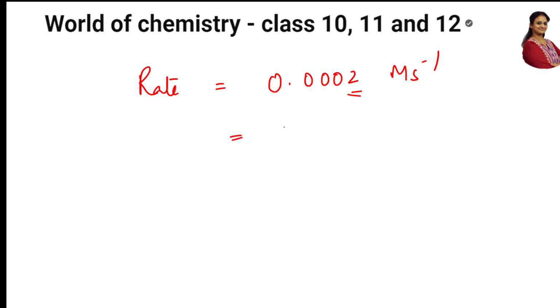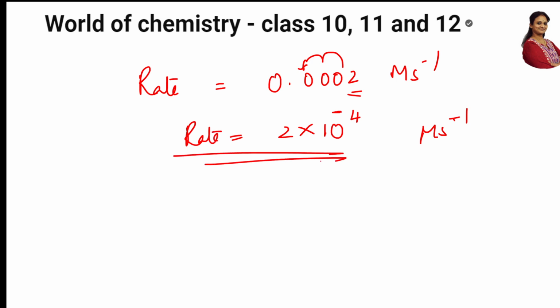Yes, I can take this 2. How many decimals are there? 1, 2, 3, 4. 10 raised to the power of 4. I went towards this side, right? So I'm going to write minus 4 s inverse. So the rate of the reaction is, what is the option?